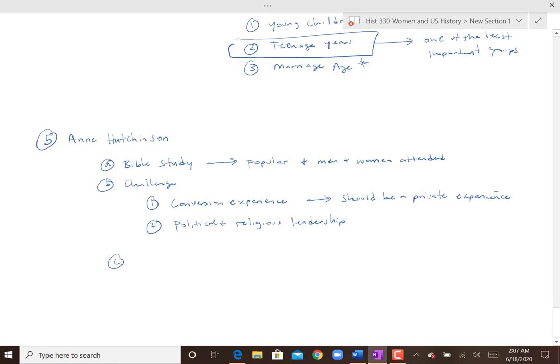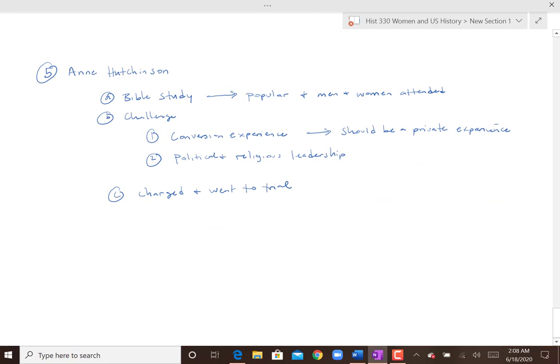So she was charged, kind of. They didn't give her specific crimes, but they charged her and it went to trial. So what I want to look at is the trial of Anne Hutchinson, and more specifically what she was charged with. So we know what she did, right?